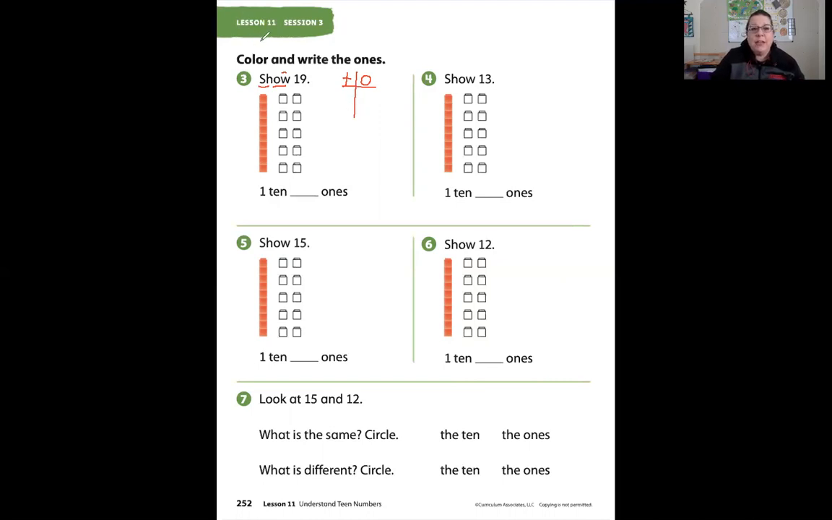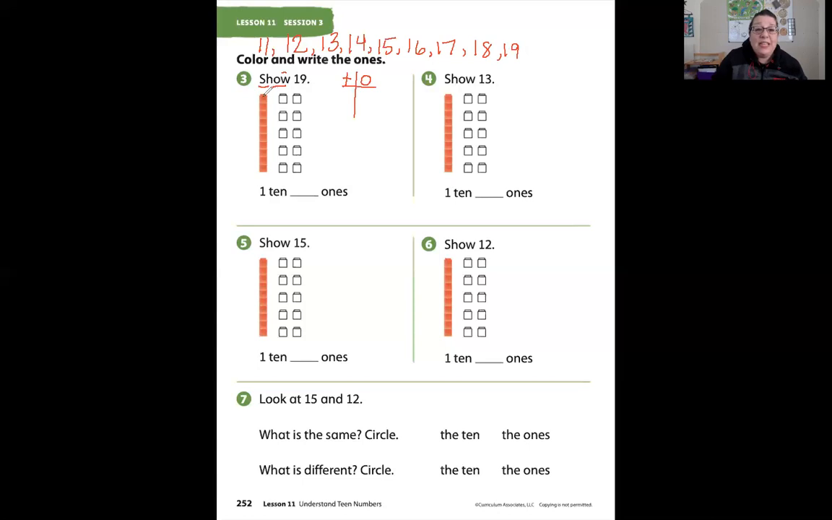So let's write our teen numbers. 11, 12, 13, 14, 15, 16, 17, 18, 19. Those are our teen numbers. Those are the only teen numbers there are.